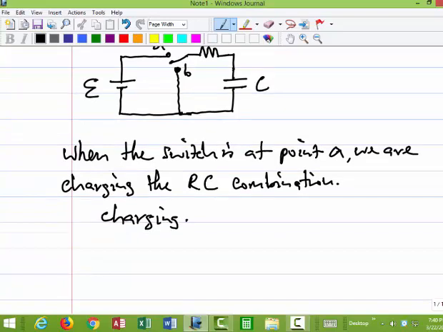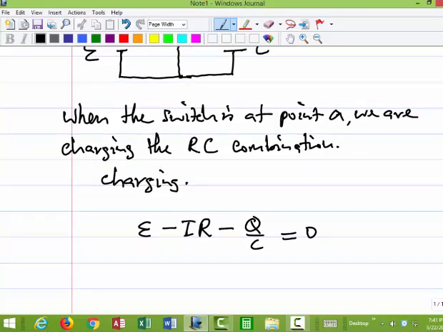And so we'll set up the circuit to charge. So we say E minus the current I going through the resistor, which gives us the potential drop IR, minus the potential drop across the capacitor. Since the capacitor charge is given by Q equal to C times V, we'll say that the potential drop V is equal to Q over C. So let's write Q over C and set that equal to 0. Okay. So that is from the loop rule.